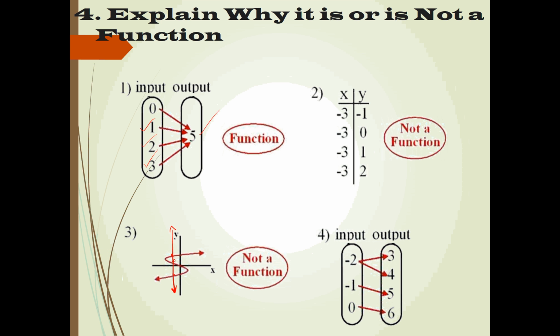And number 4, I have -2 going in. One time it produces 3, the next time it produces 4. I have one input with 2 different outputs, not exactly one output, so not a function. Even though the 1 works, or -1 works, and the 0 works, because the -2 has multiple outputs, that will not produce a function.